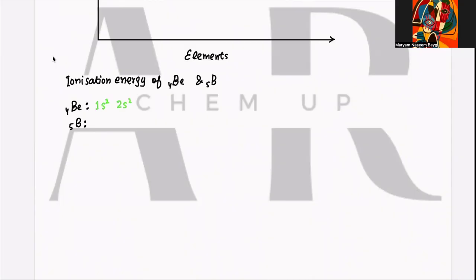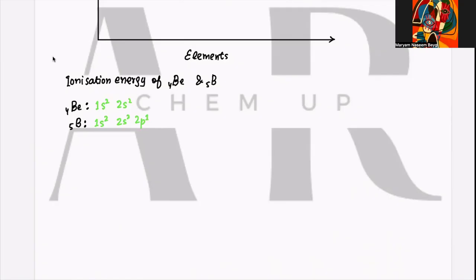That S is a further division of a shell. The first shell has only one division, and we call those divisions subshells. So the first shell has only one subshell, that is S, and that S has 2 electrons. And in the second shell, again the first subshell is S, and that has 2 electrons. Now for boron, it is going to be 2s2 and 2p1. So that is the difference.